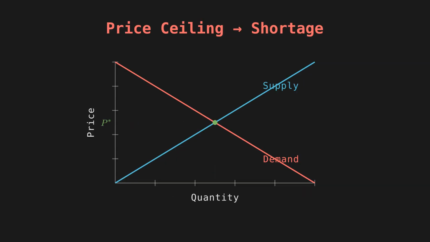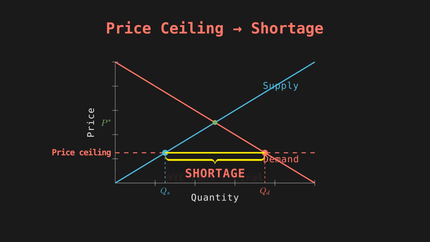Now suppose the government decides P star is too high. They cap the price below equilibrium, a price ceiling. At this lower price, the curves tell the story. Lots of people want to buy, almost nobody wants to sell. The gap between them, that's the shortage. Think New York rent control, plenty of renters, almost no apartments. Or the 1973 gas lines, cars around the block, pumps running dry.